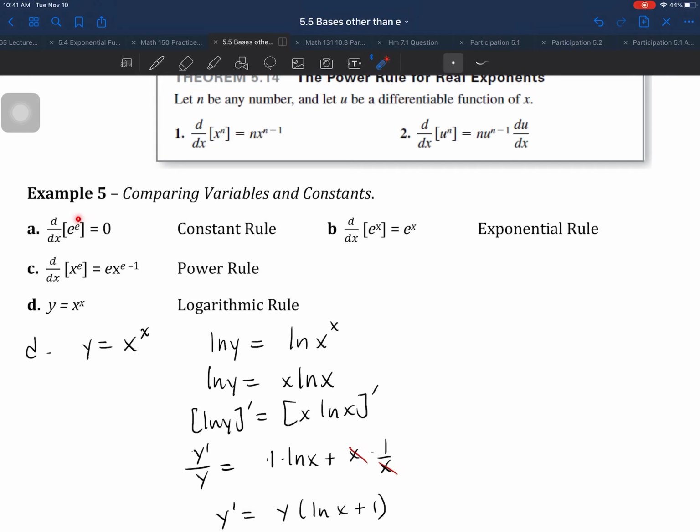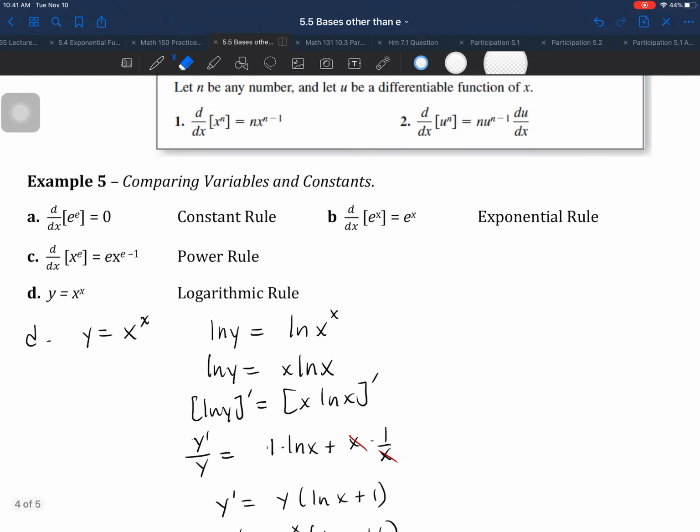For example, here, don't forget that e to the e is going to be a constant, right? Because e is a constant and e is a constant. So what you're doing is sort of like this. We know that 2x is a function, but if you have 2 to the 2, that actually is 4. So that gives you an actual number. This is a constant, and when you take the derivative of a constant, the derivative is going to be 0.